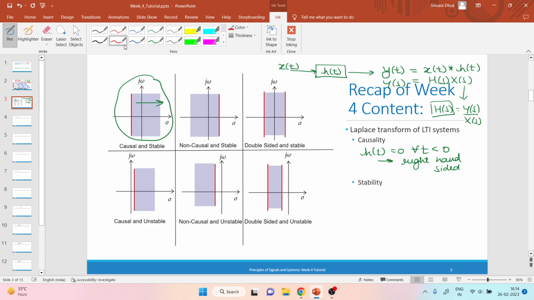For stability, this region of convergence should include the j omega axis. This axis j omega should be included in the region of convergence of a stable system.